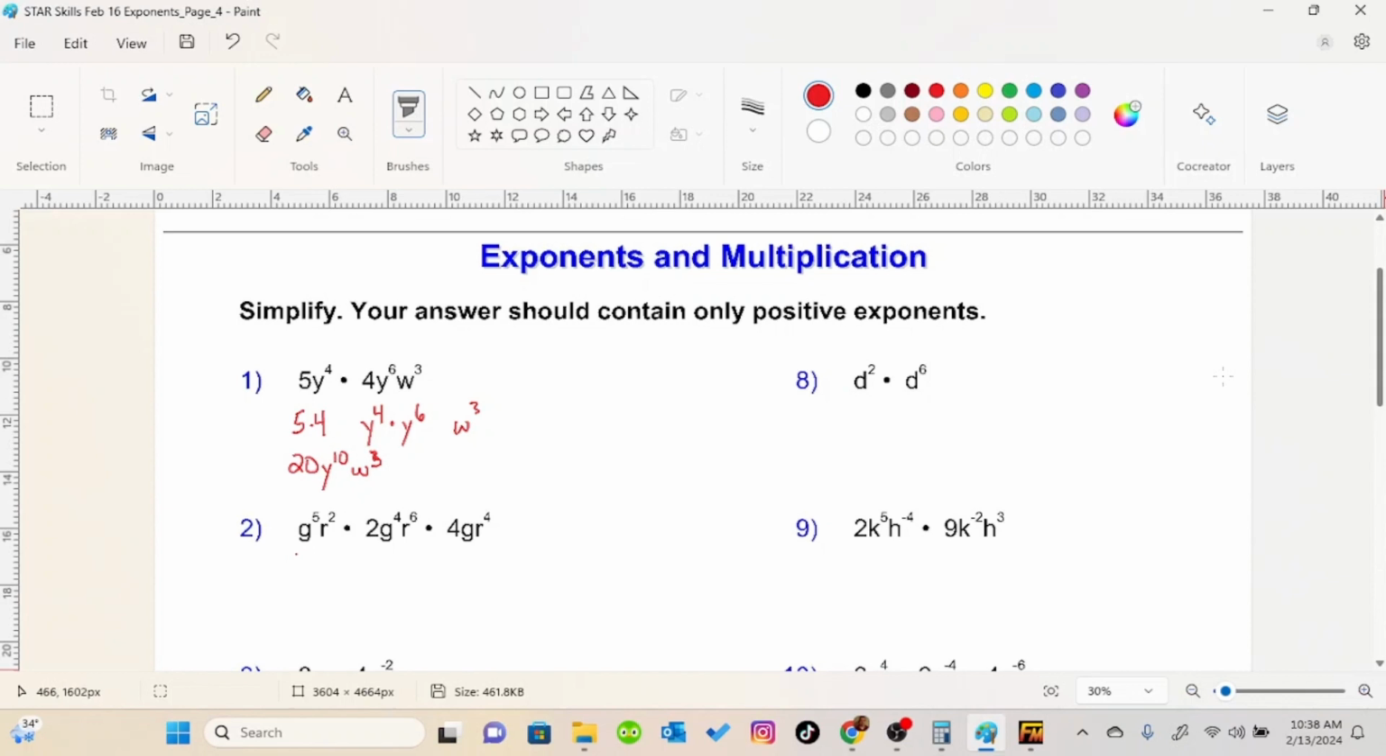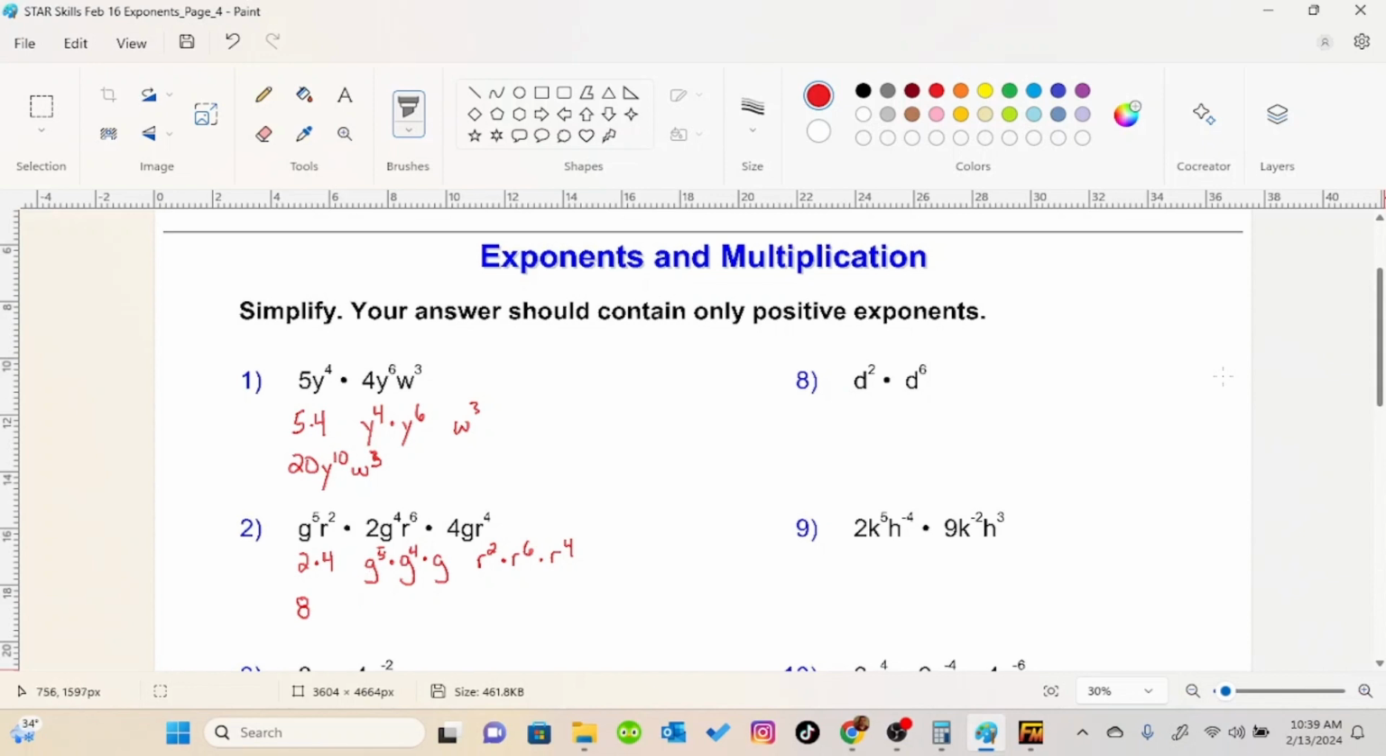For number 2, we have the numbers 2 times 4. We have the variables g to the 5th times g to the 4th times g. And we have the variables r to the 2nd times r to the 6th times r to the 4th. When we do the number portion, 2 times 4 equals 8.